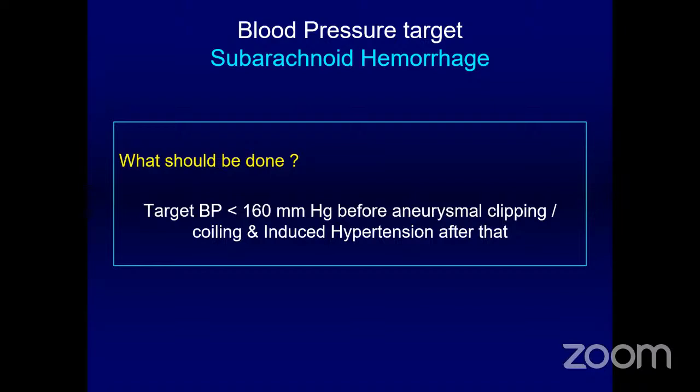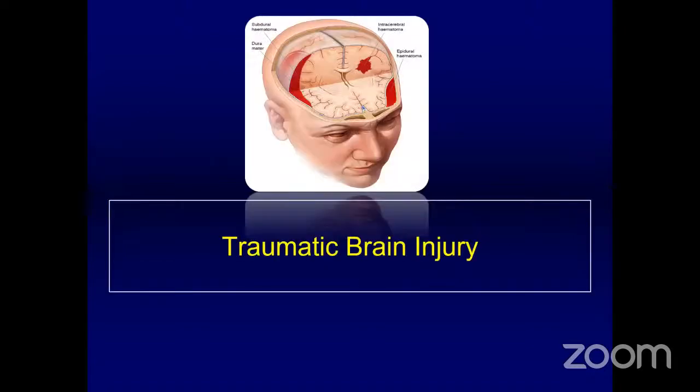To have an answer to this question about what should be done in a patient of subarachnoid hemorrhage: for these patients, target a blood pressure of less than 180 before aneurysmal clipping or coiling is to be done. And once it has been done, you can induce the hypertension after that by targeting a mean arterial pressure of more than 90 millimeters of mercury. I think that's how you can simplify. This is what is easy to practice, and we can go about it in our day-to-day patient management.